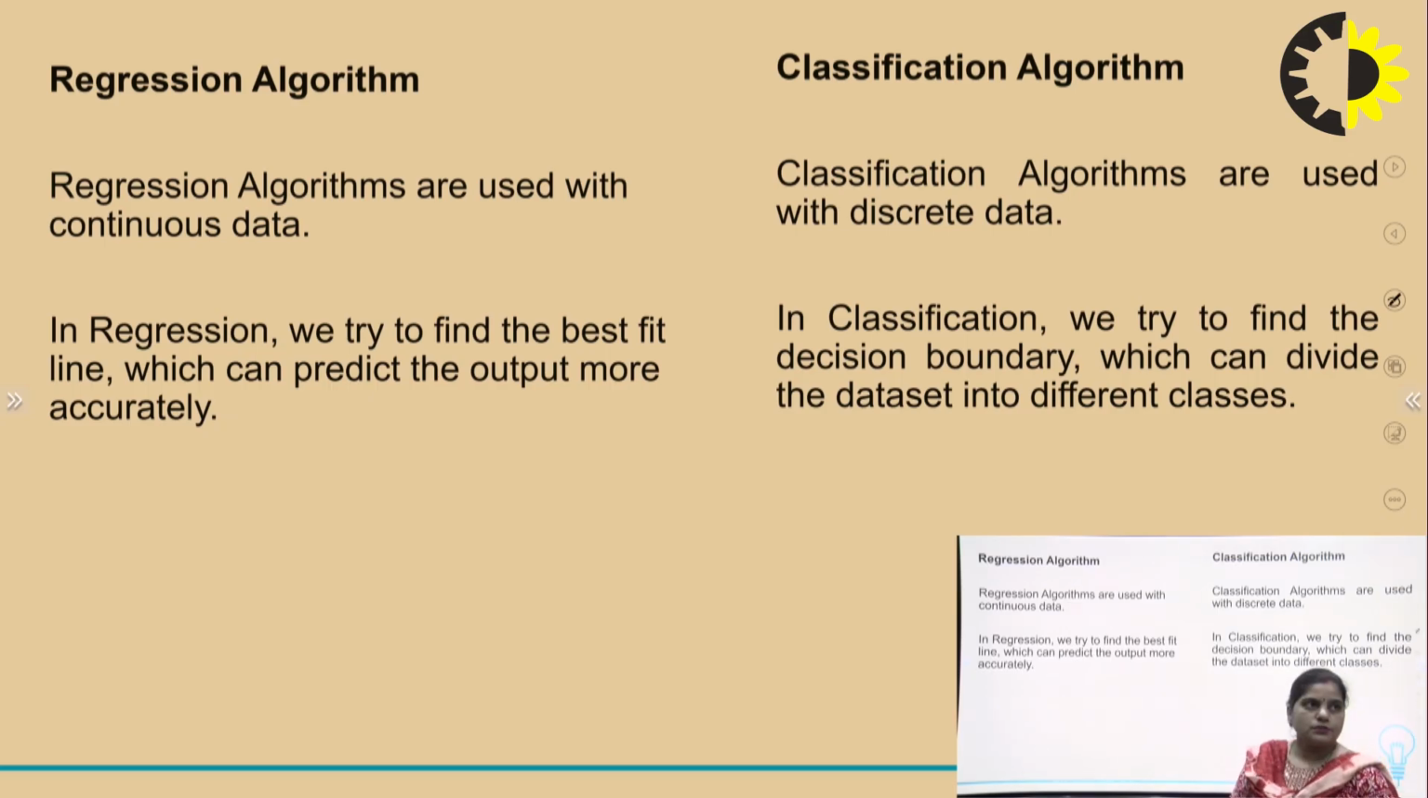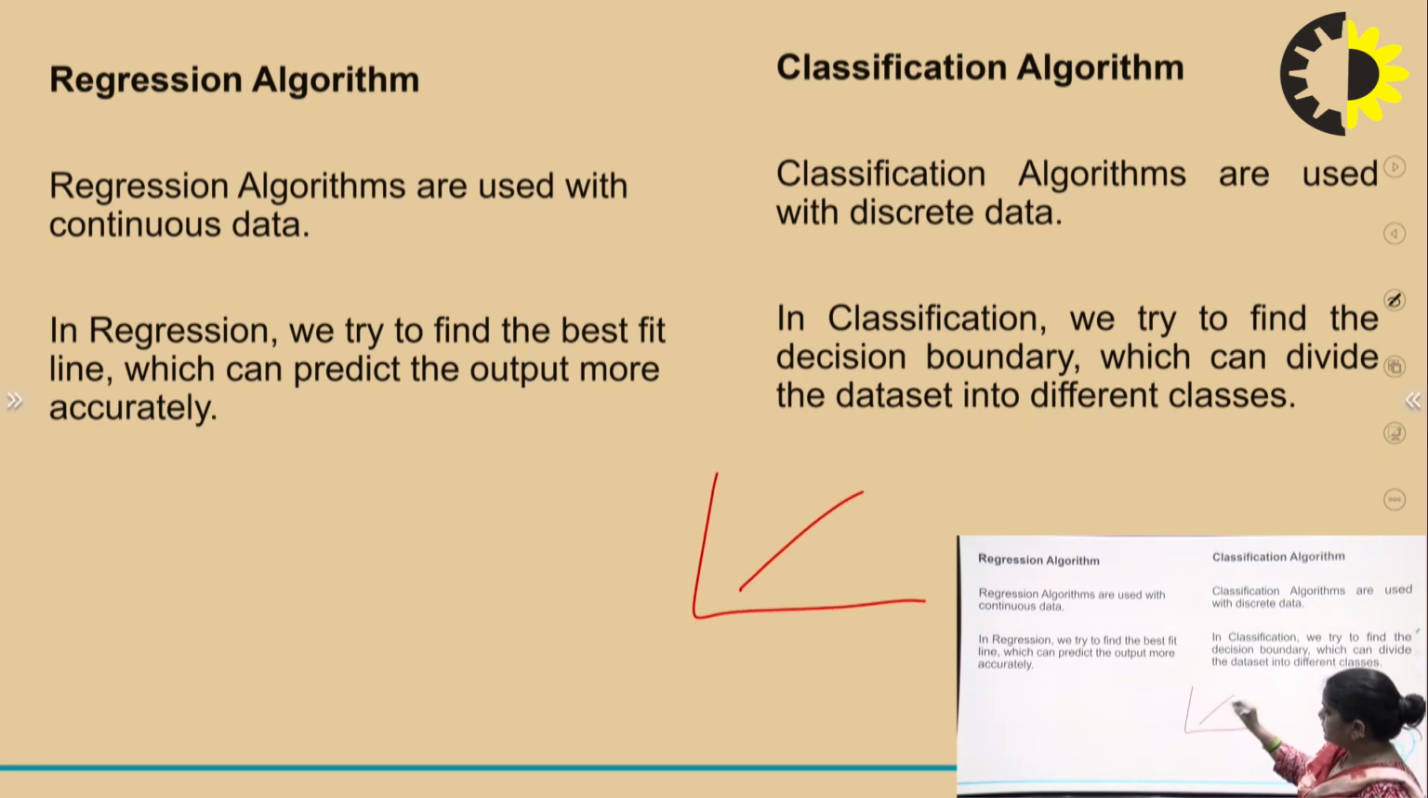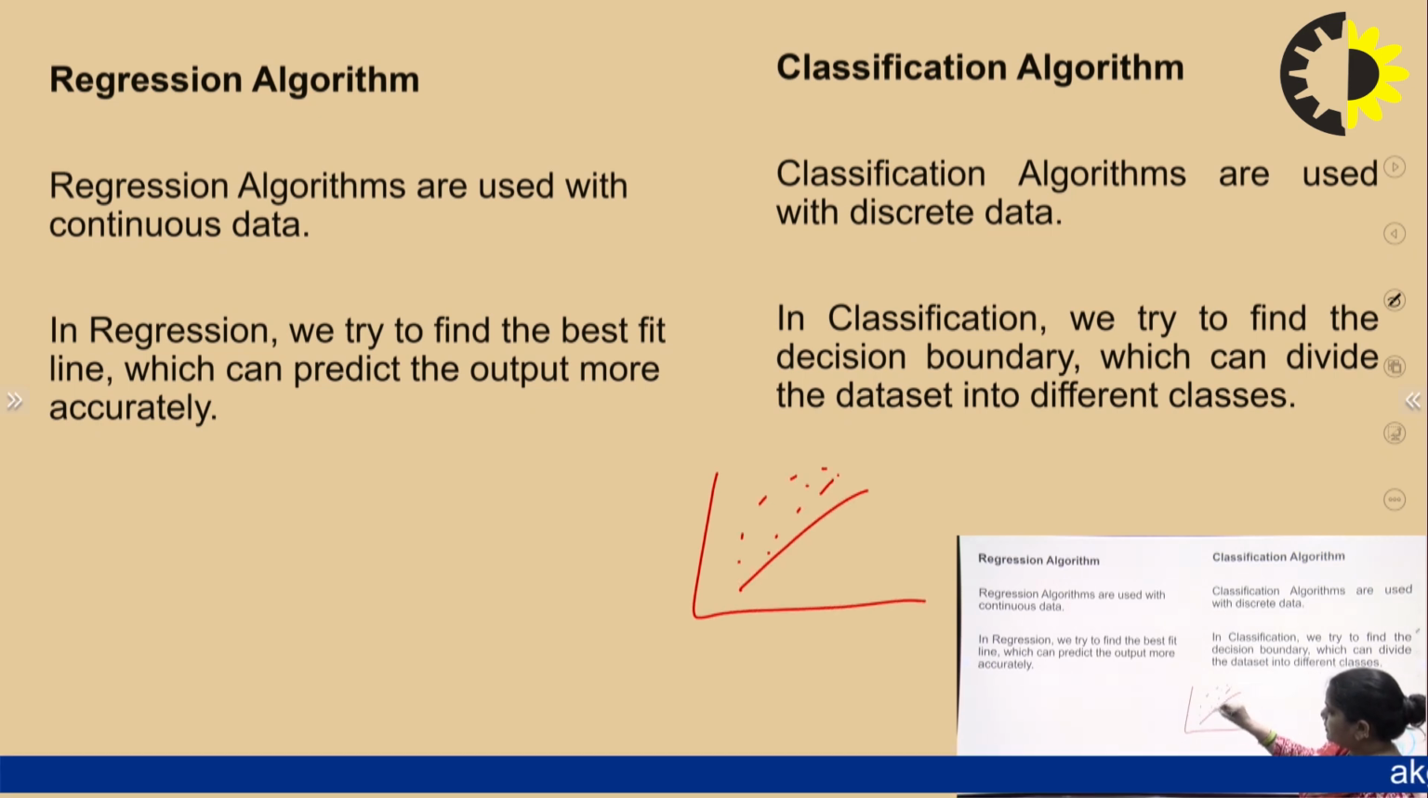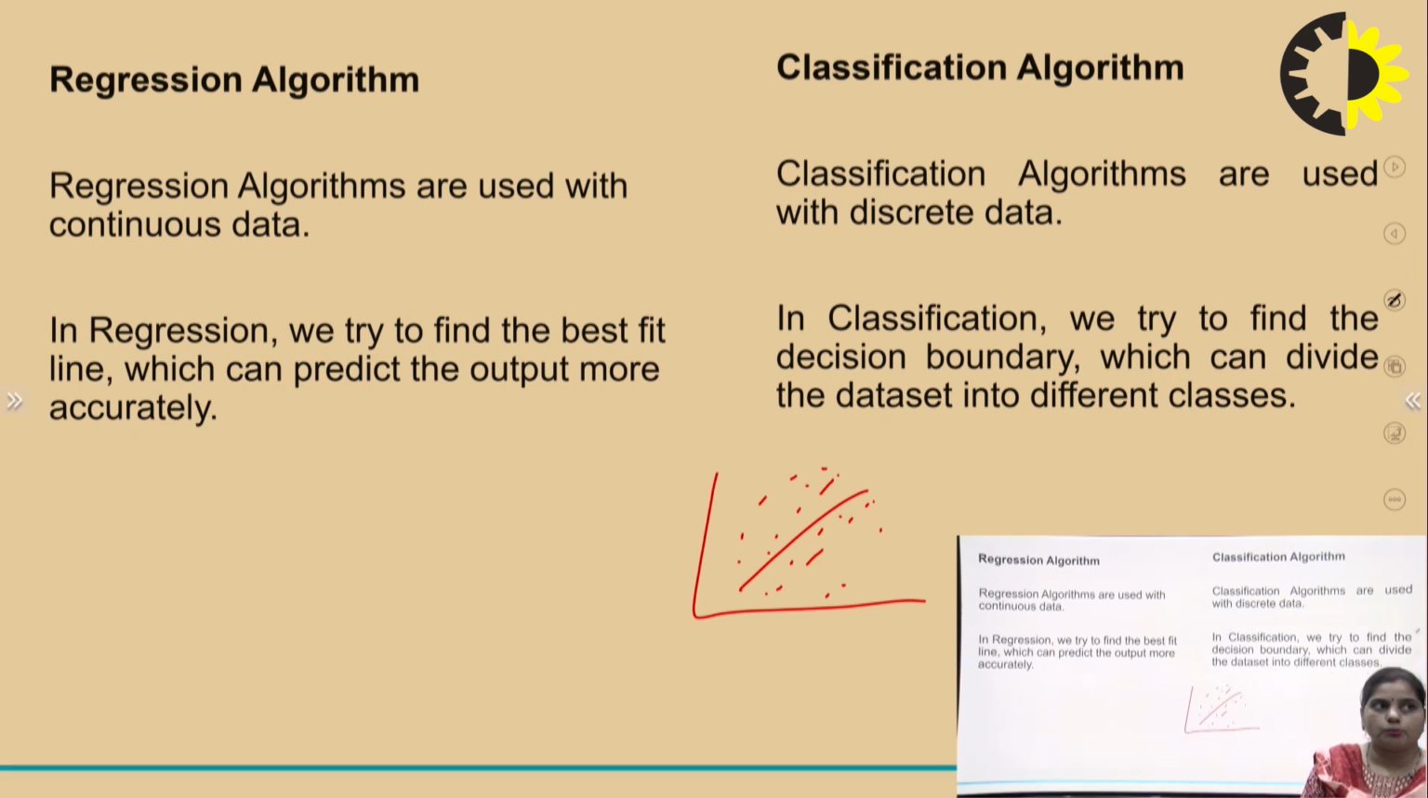Regression algorithms are used with continuous data, like the example graph we have seen, such as prediction of prices, disease, house prices, sales, weather, and frequent item sets. So for predicting continuous values or data, we have regression algorithms, and in regression we always try to find the best fit line which can predict the output more accurately.